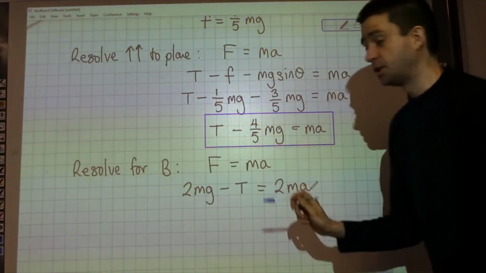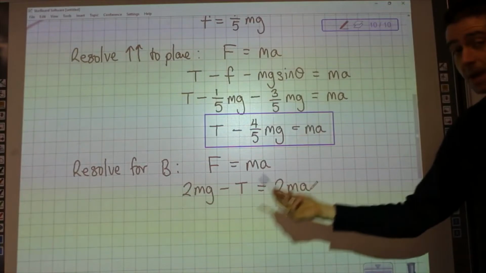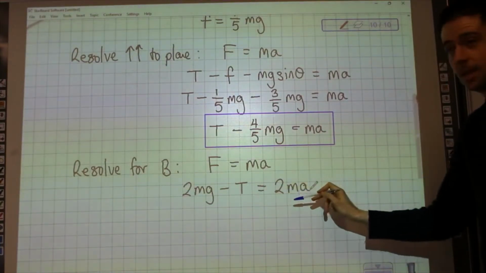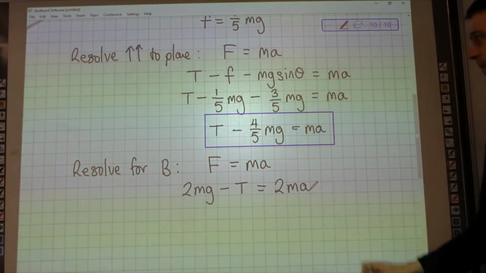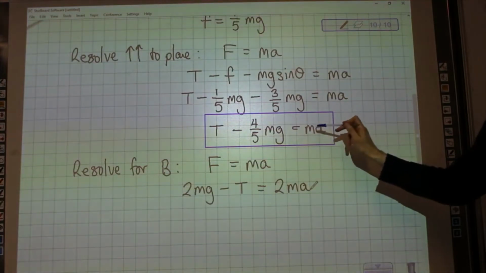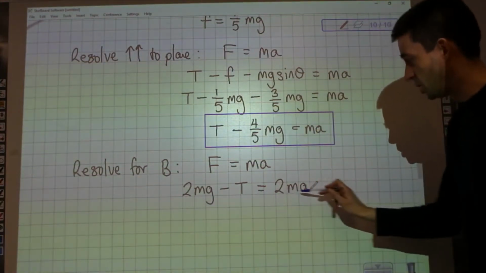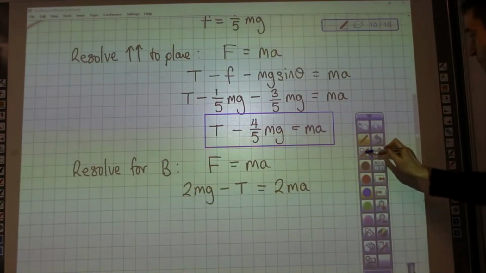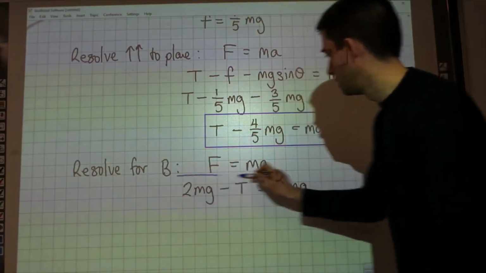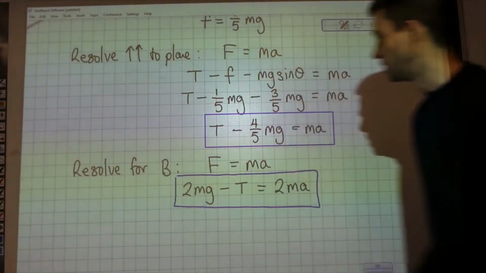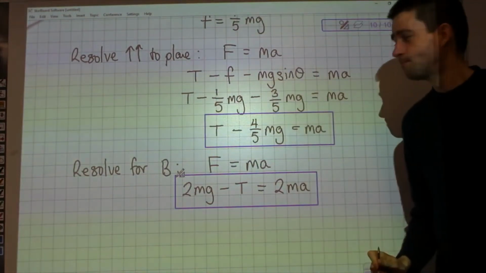Now that's important, mass times acceleration. The mass of B is 2m, so it's 2ma. That one there was ma because the mass of A was m. The mass of B is 2m. It's very, very important that we get that bit right because that will affect solving our simultaneous equations. And that's the second one.